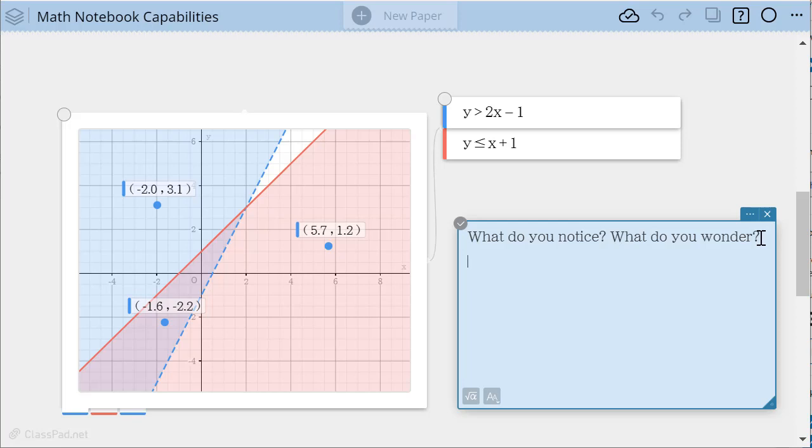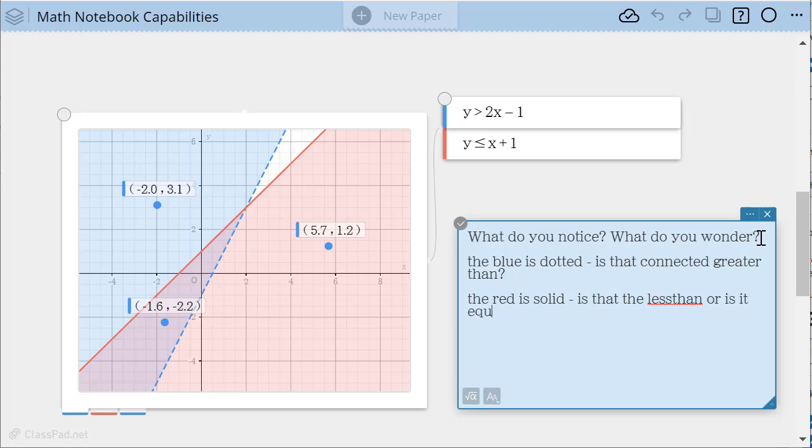They notice that the blue is dotted. So they wonder if that's connected to the greater than. The red is solid. Is that the less than, or is it the equal sign? And maybe they're wondering, what does the purple section represent?